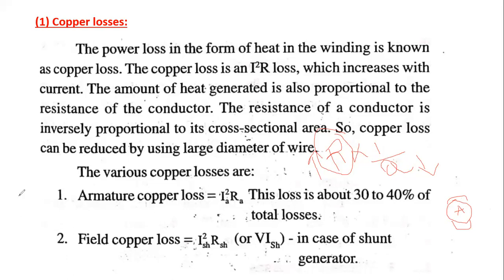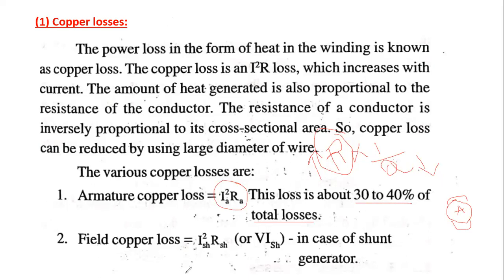Therefore, the armature copper loss is Ia square Ra. This loss is about 30 to 40 percent of the total losses.